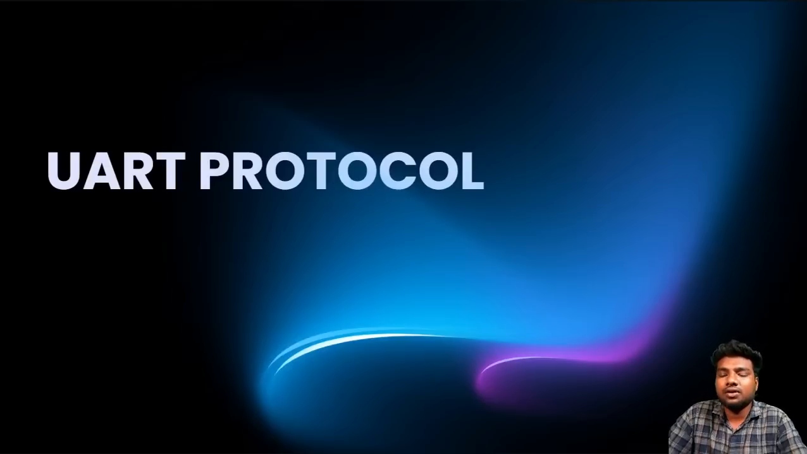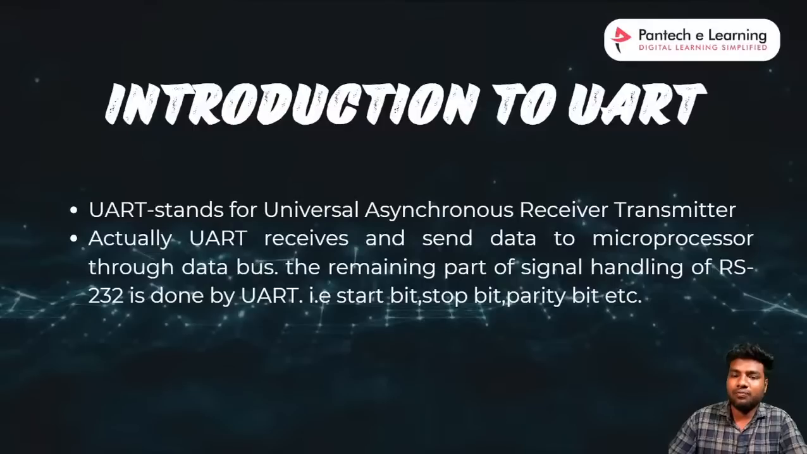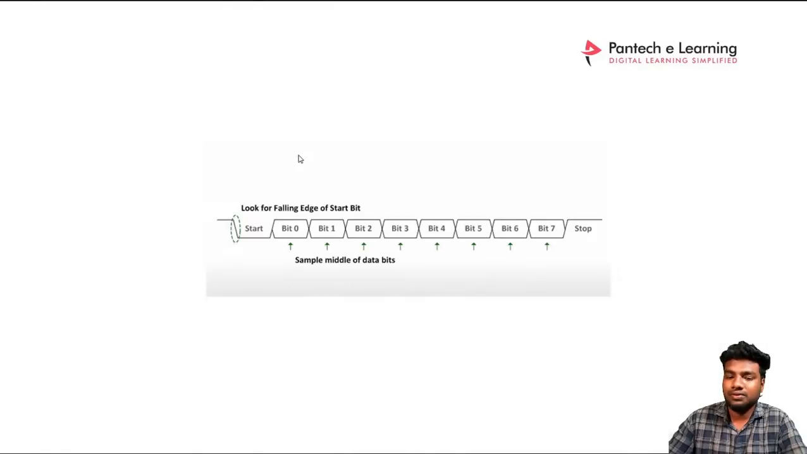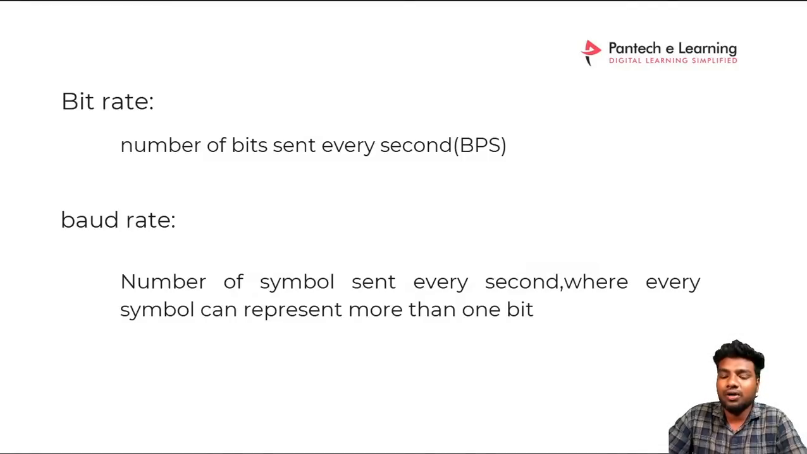Now we'll move to the frame format of UART. UART stands for Universal Asynchronous Receiver Transmitter. UART has a data frame like this: one start bit, 8 data bits, then a parity bit, and then a stop bit. The parity bit is optional. So let's see how UART works.